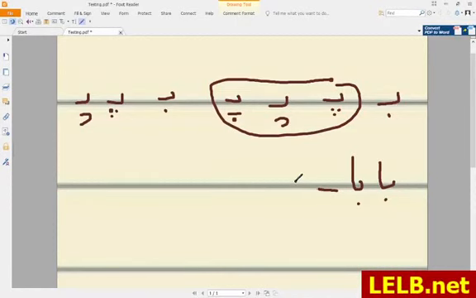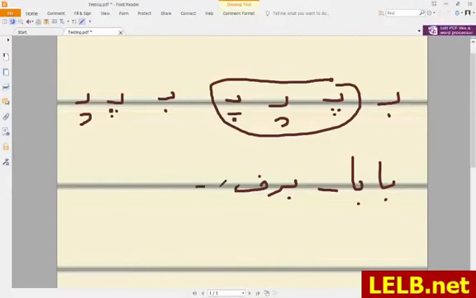مثال بعد برف. برف. Yeah, maybe the f should be written longer or larger. برف. برف means snow.